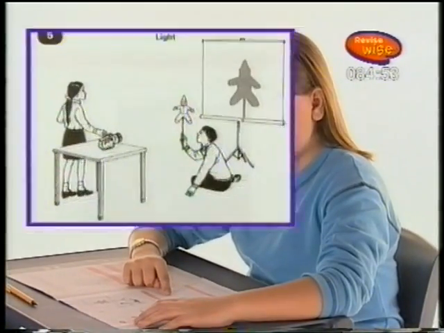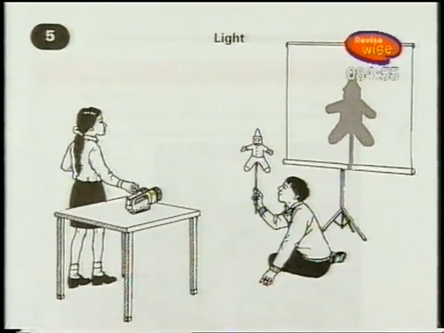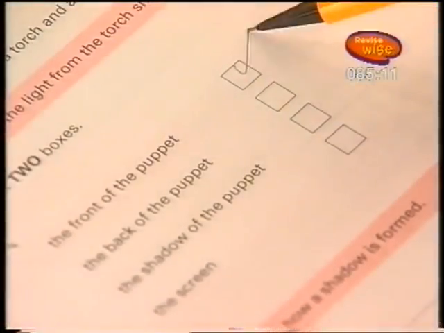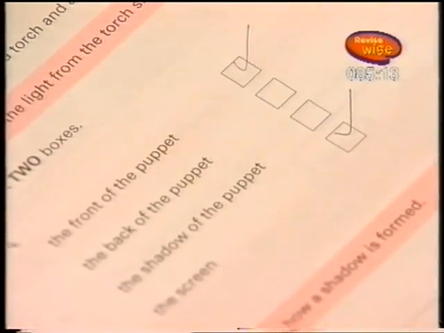Let's see. The front of the puppet looks like it has light shining on it, so I think I'll have to tick that one. I can't see the back of the puppet, but I'm pretty sure it hasn't got any light shining on it, so I won't tick that one. The shadow of the puppet looks dark, so I don't think it has any light shining on it, so I won't tick that one. But the screen does look like it has light shining on it, so I'll tick that one. I'll tick the front of the puppet and the screen.